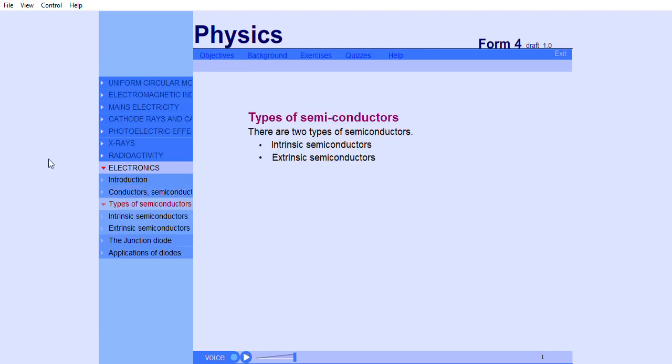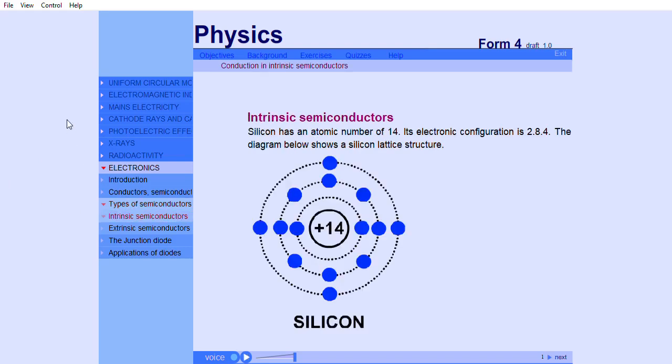Types of semiconductors. There are two types of semiconductors: intrinsic semiconductors and extrinsic semiconductors. Intrinsic semiconductors. Silicon has an atomic number of 14. Its electronic configuration is 2, 8, 4. The diagram below shows a silicon lattice structure.